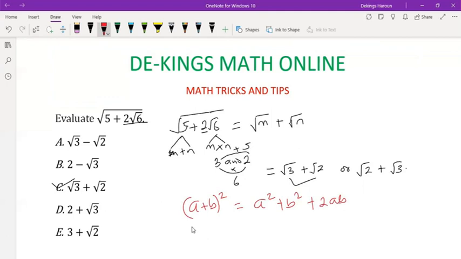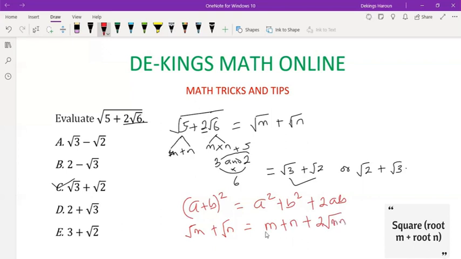So if we square this root m plus root n, that's going to give us m plus n. When you square root m, you have what? m. When you square root n, you have n. Then plus 2 root mn. So this is where we get the shortcut from. So m plus n is giving us the 5, while m times n is giving us the 6. So this 2 here is a constant, and it must always be here.